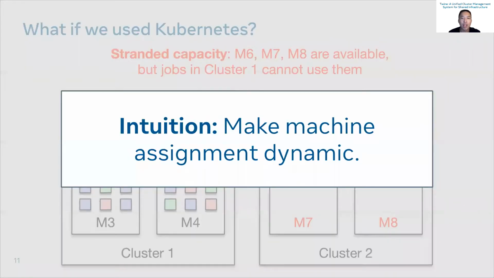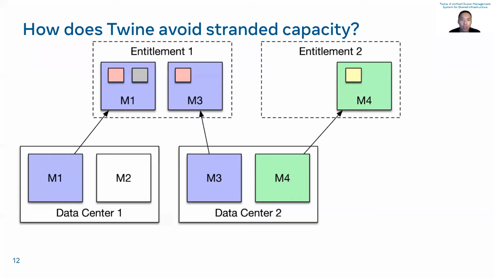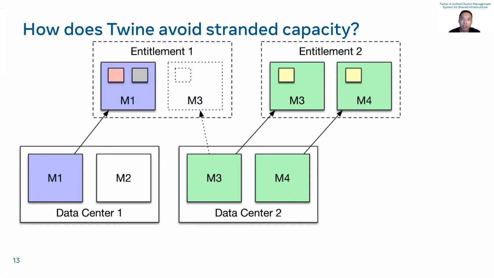What if instead of static machine assignment, we can make machine assignment dynamic? Twine uses this idea to avoid stranded capacity. Twine introduces an abstraction that we call an entitlement. An entitlement is a logical grouping of machines that represents a quota of resources granted to a business unit. Machines can be added or removed from an entitlement, like machine 3 in this example. Jobs are bound to entitlements instead of clusters.